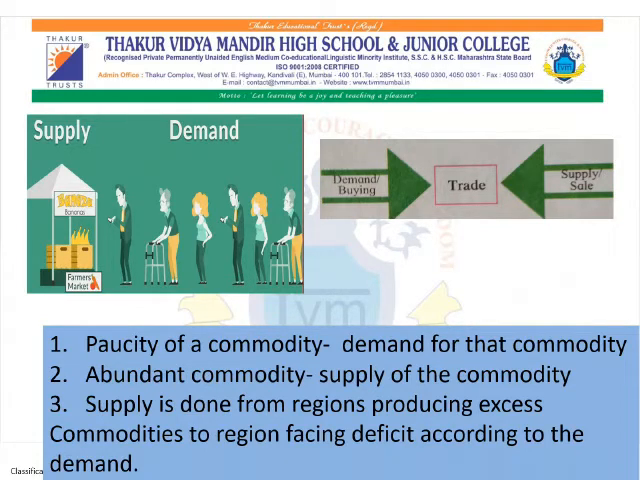Paucity means the commodity is less or few. Thus the supply is done from regions producing excess commodities, that is, from the regions which produce a large number of commodities to regions facing a deficit according to the demand. Deficit means shortage of the commodity according to the demand. For example, we can take apples which are produced in Jammu and Kashmir. They are sent to other states of India having a demand for it.